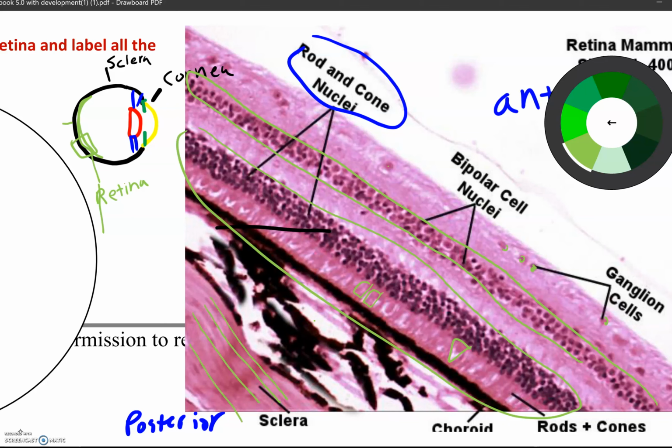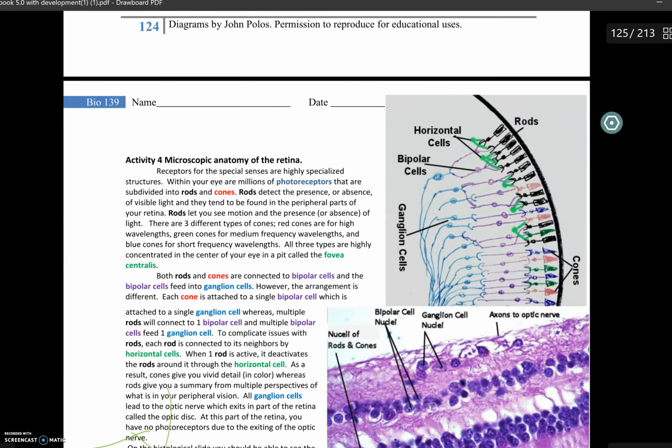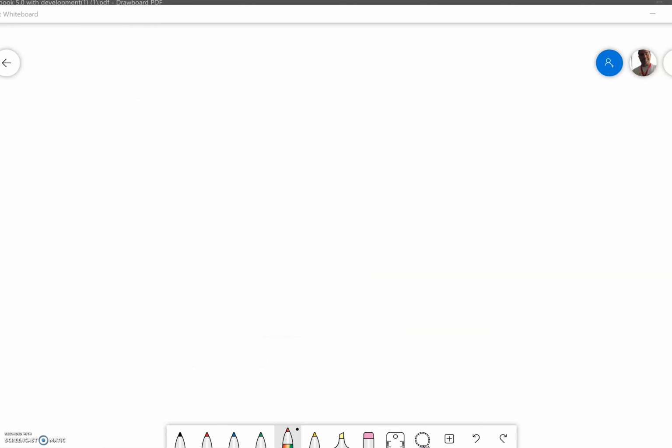So let's draw a retina. We're going to be going back and forth between this picture in your lab book and my drawing, and actually, it's going to end up looking something like this. So I'm going to start with drawing the sclera, which is dense regular connective tissue. And I'm going to draw it sort of as a circle. And let's do it a little bit thick.